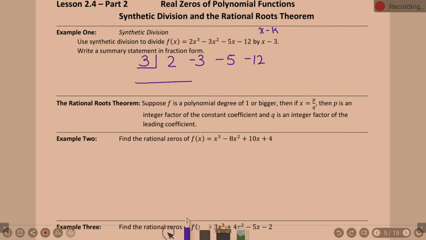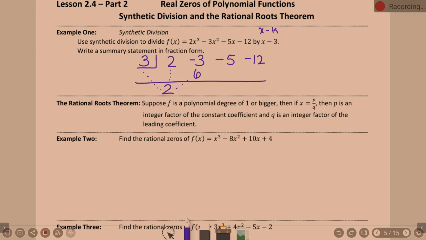Leave room for a line of numbers, and draw a line. First thing we do is drop that 2. Then we're going to multiply. So you're always using this 3. I'm going to do 3 times 2, which is 6. That's going to go in your next column, and you bounce it back up above the line.